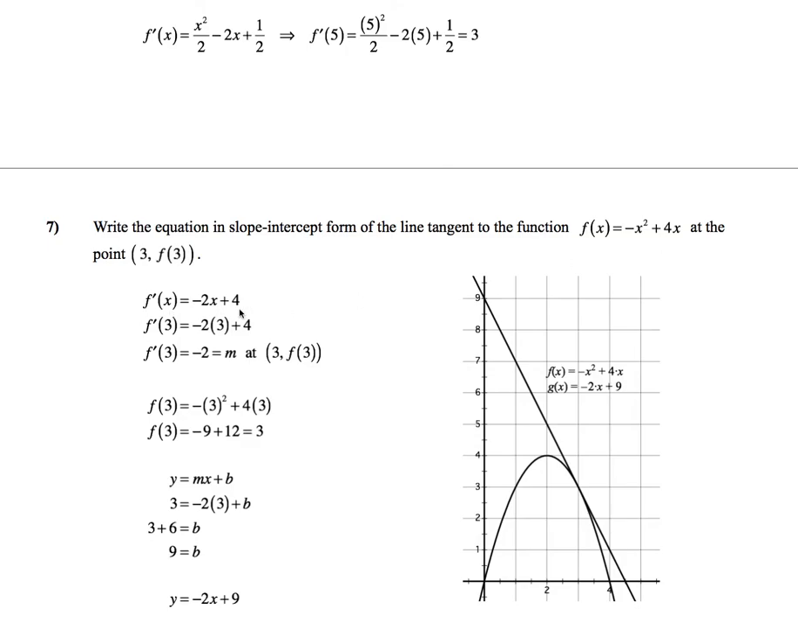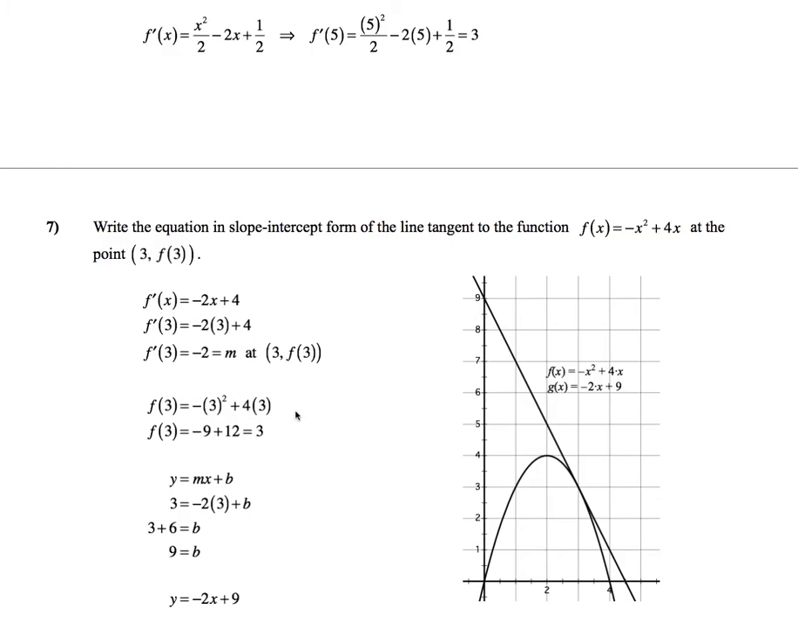Anyway, that's our derivative, negative 2x plus 4, and we want to find out what the line tangent to that graph at that point is. So we put that x value in, put 3 into the derivative, and that's negative 2 times 3, which is negative 6, plus 4 is negative 2. That's the slope at this point, 3 and whatever this y value is, whatever this function value is.